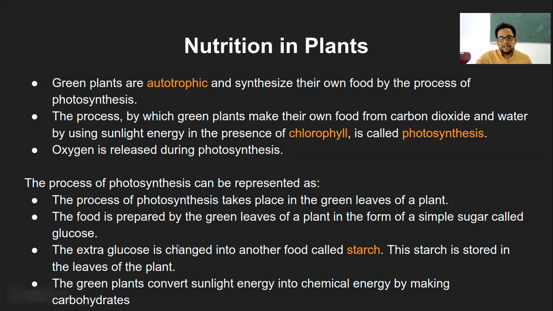Extra glucose is changed into another food that is starch. When you studied the plant cell, I'm sure you have drawn those dotted structures which we call starch granules. So these starch granules are nothing but the excess glucose converted into polymerized glucose, which is the starch. And this starch is stored in the leaves of the plant for whenever the plant is in need.